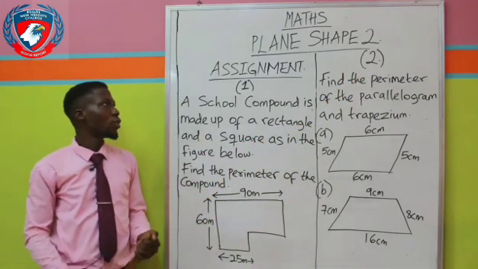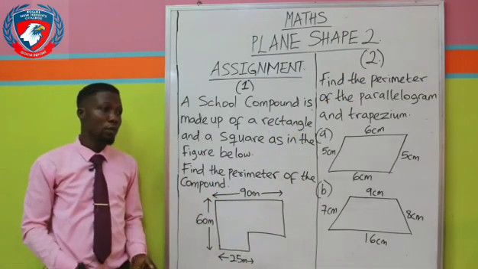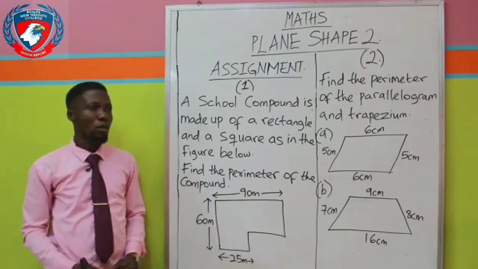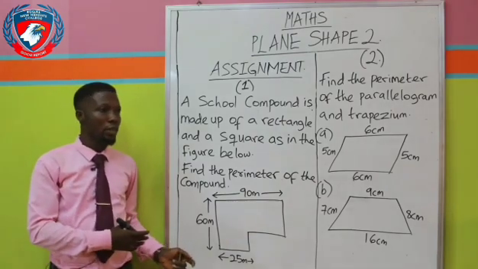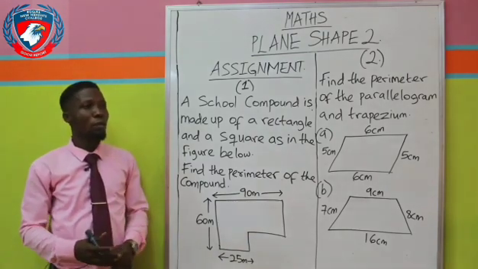In conclusion, like I said, we have plane shapes 1 and 2. Plane shape 1 deals with areas, while plane shape 2 deals with perimeter.